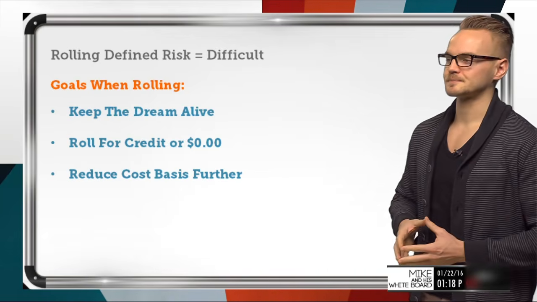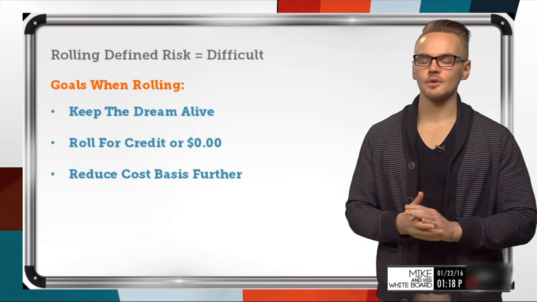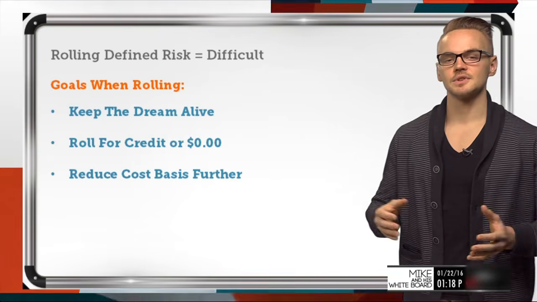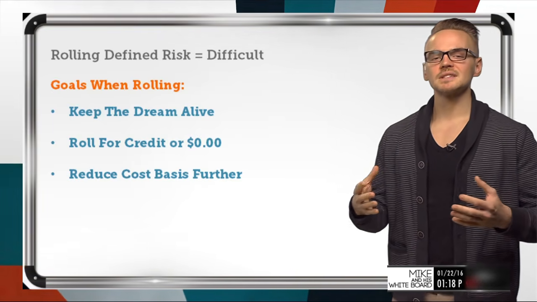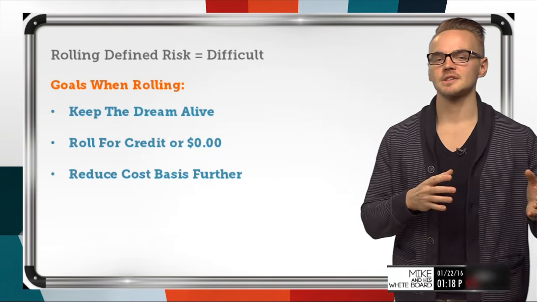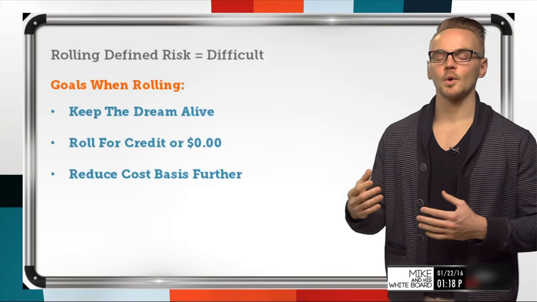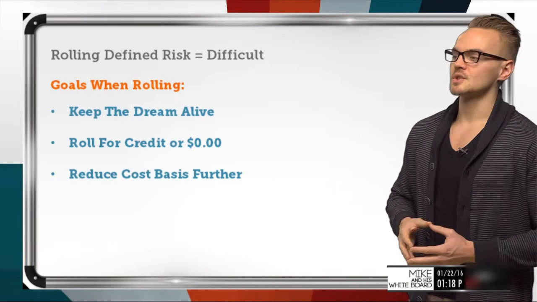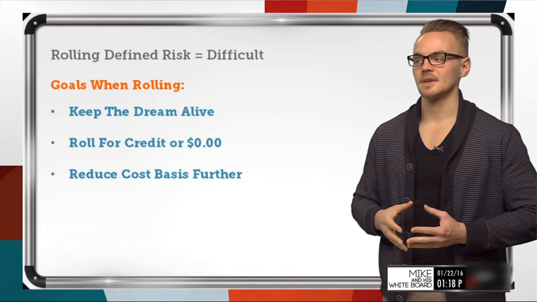Secondly, what we're going to be doing is rolling for a credit or for zero. So if we're rolling for zero debit, zero credit, nothing at all, basically what we're doing is we're not hindering our max profit, we're not hindering our max loss, we're just rolling into duration without collecting anything or paying anything to do so. So if we can roll for a credit or for zero, we'll definitely go ahead and do that.